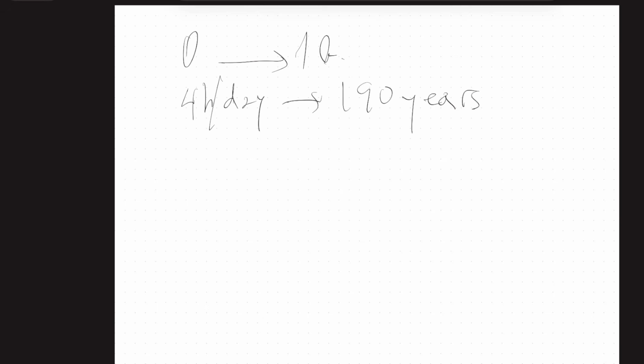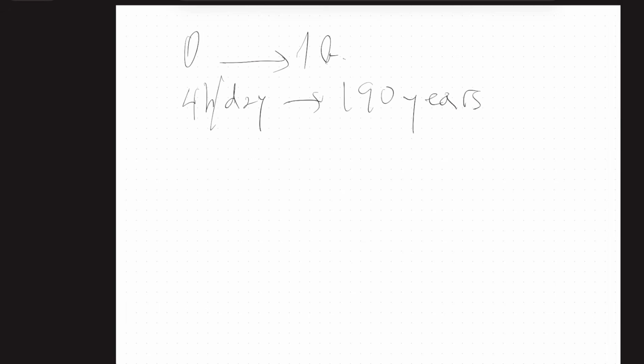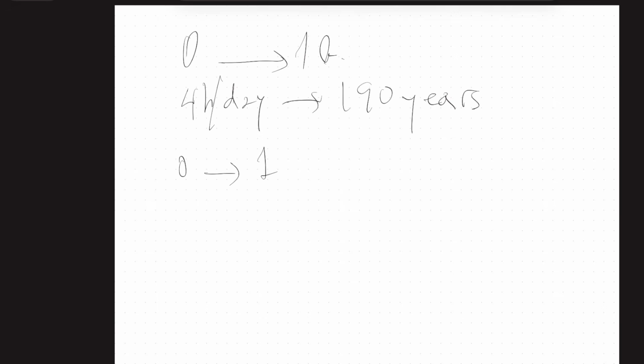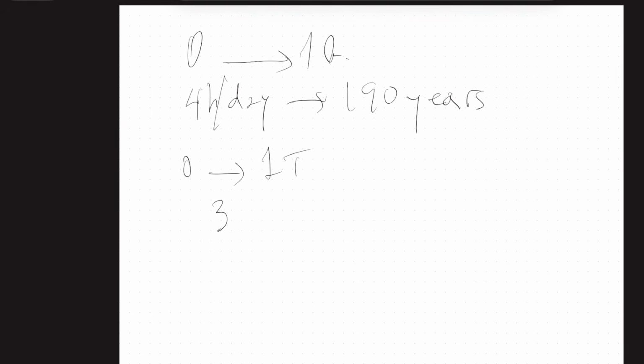Let me ask you an even bigger question. What if we try to count to 1 trillion? So 0 to 1 trillion. We know it's 12 zeros. Doing the same math, I'm going to simplify all of it, it will take us 31,700 years to count from 0 to 1 trillion.